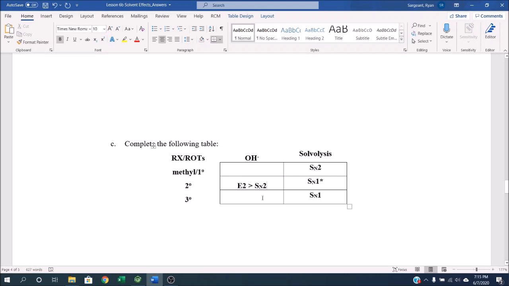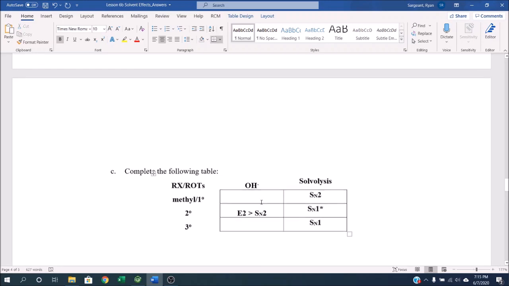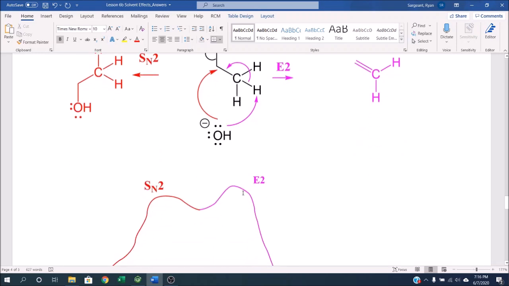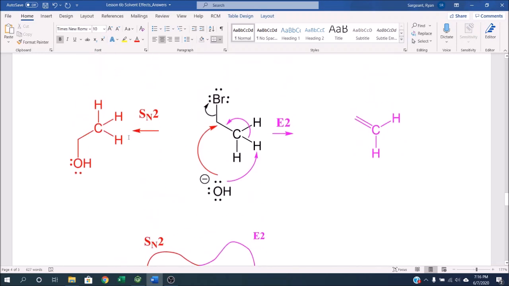It's still going to see some of both, but you expect E2 to be your major product, and the major product is the thing we care about the most. That's where you get all your points. Okay. If we now have a primary alkyl halide, then that whole side is open, and the hydroxide really doesn't struggle as much to make it into the carbon. And so what we see is the SN2 pathway versus the similar E2 pathway for a primary alkyl halide.